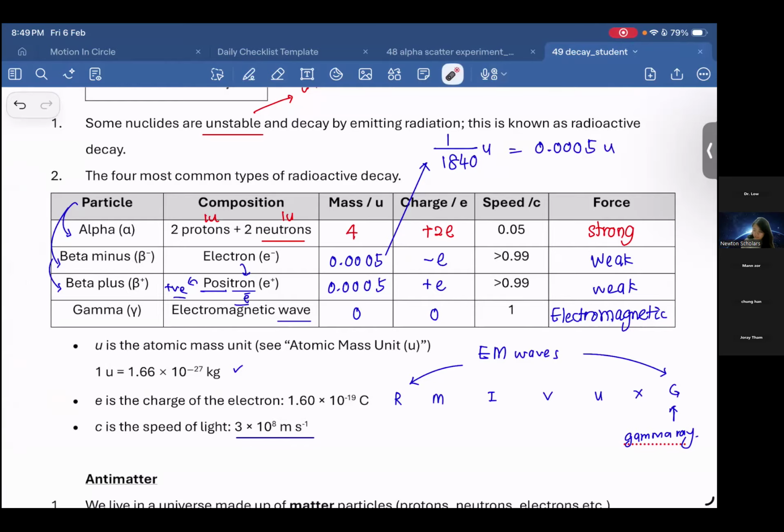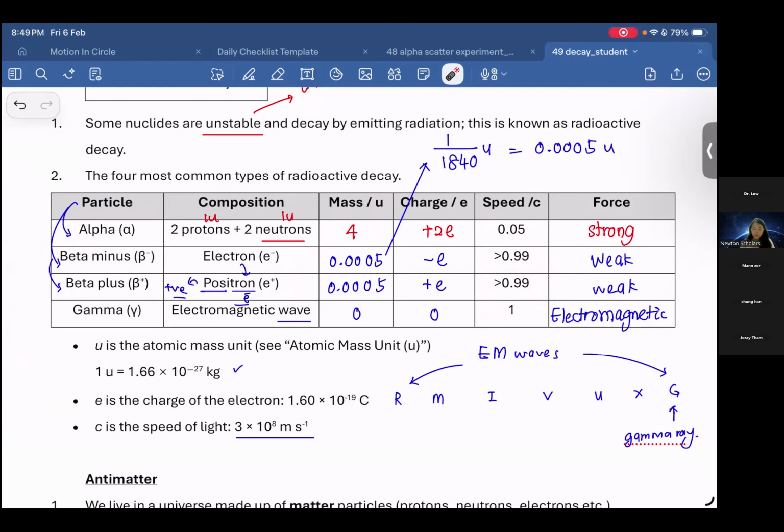Then beta, you see beta is electron or positron. Their mass is very small, so they are also considered quite fast. But for the alpha, you will find that the speed is actually quite slow. It's because of the mass. The mass is 4 U, so you imagine very fat. How can it run very fast? Okay, so this is the part.